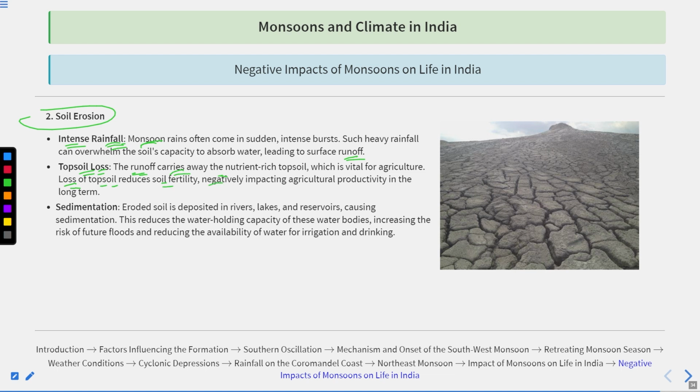Loss of topsoil reduces the soil fertility, negatively impacting agricultural productivity in the long term. And thus the sedimentation, which means eroded deposits in the lakes and reservoirs, reduces the water holding capacity of these water bodies, increasing the risk of future floods and reducing the availability of water for irrigation and drinking.